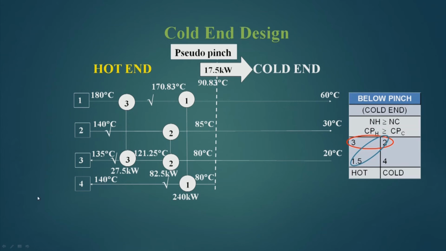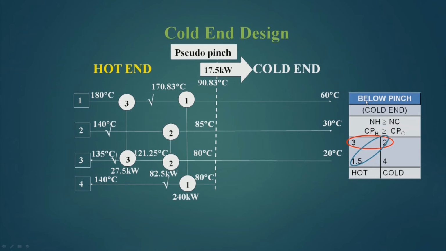So, in the last slide we have seen that all the streams have been ticked off. So, our design of the hot end of this problem is complete. Now, we have to design for the cold end. So, the hot end is complete and this is the pseudo pinch, 17.5 kilowatt is passing to the cold end. So, we have to design this cold end.